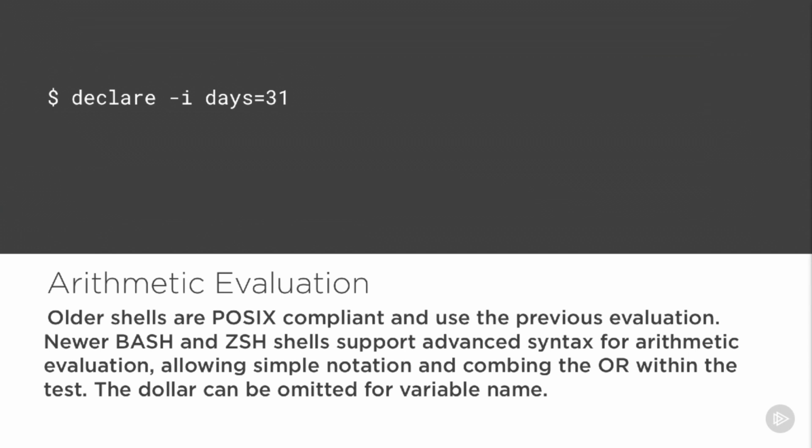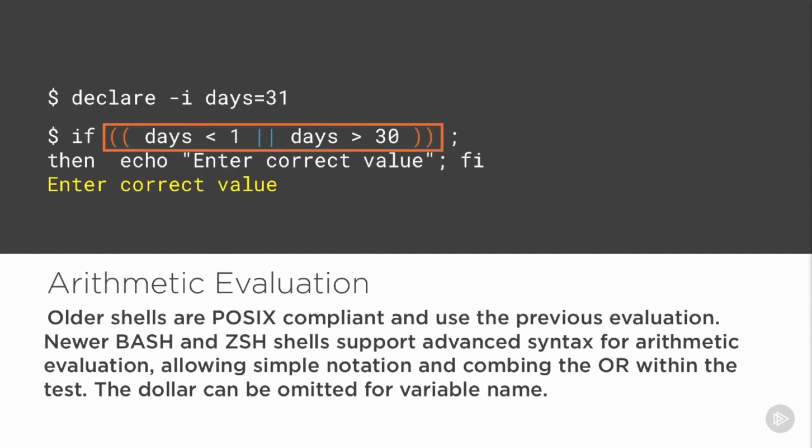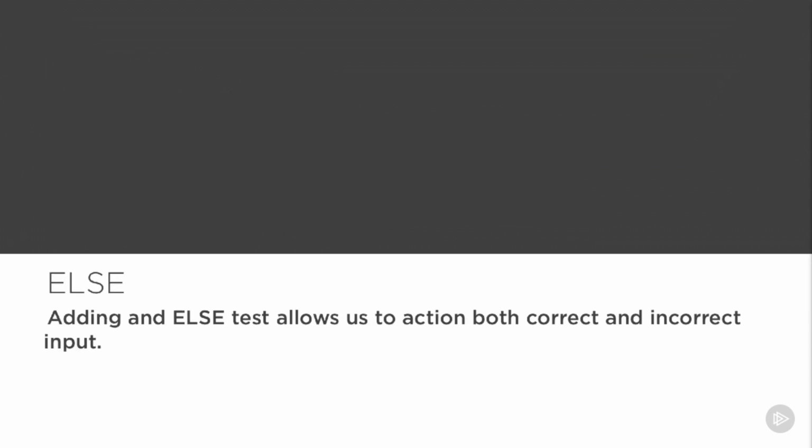So if we go through again setting days to be 31, we can then use the double round brackets or our double parentheses to run our test. Make sure that we have got spaces inside of our parentheses, and then we can use days. We don't even need to put the $. It assumes that we're using a variable, and then we can use the less than symbol 1. We can also build our OR operator directly into the condition. So we got then days being greater than 30. So we've condensed it down and into probably more recognizable operators.